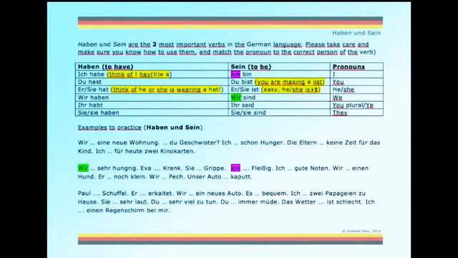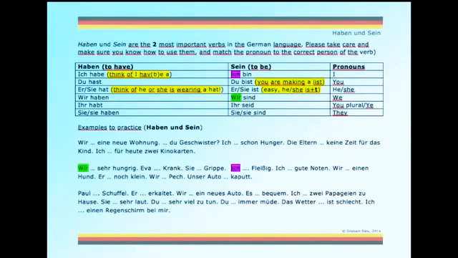Again, like the last time, I will call out the sentence and there will be a gap for you to insert the answer. Peters Vater ___ Ingenieur vom Beruf. What answer did you get? Peters Vater ist Ingenieur vom Beruf. Ich ___ fleißig. Ich lerne gut. Now look at the list if you need to guess. Ich bin fleißig. Ich lerne gut.